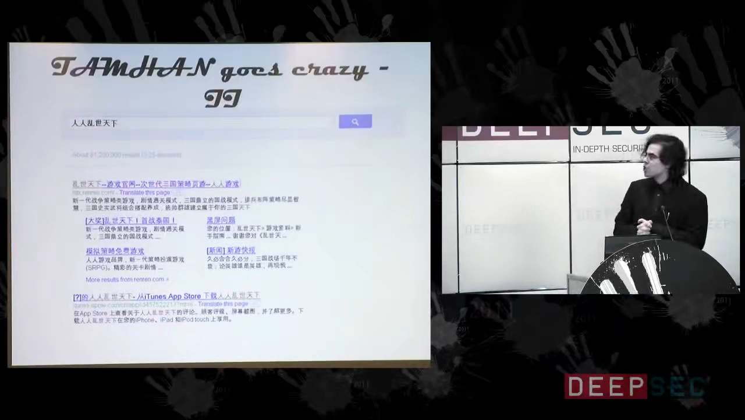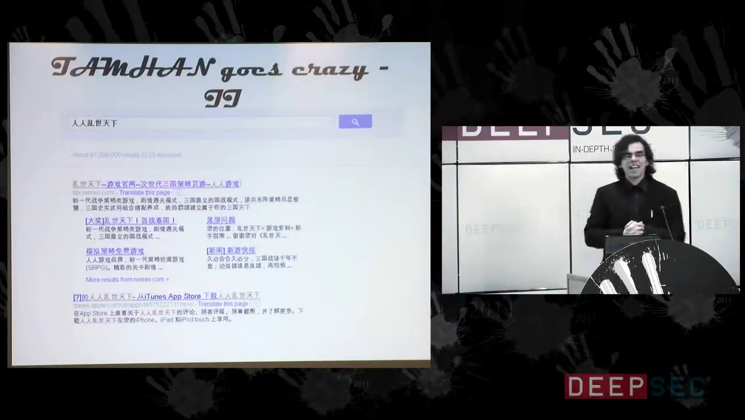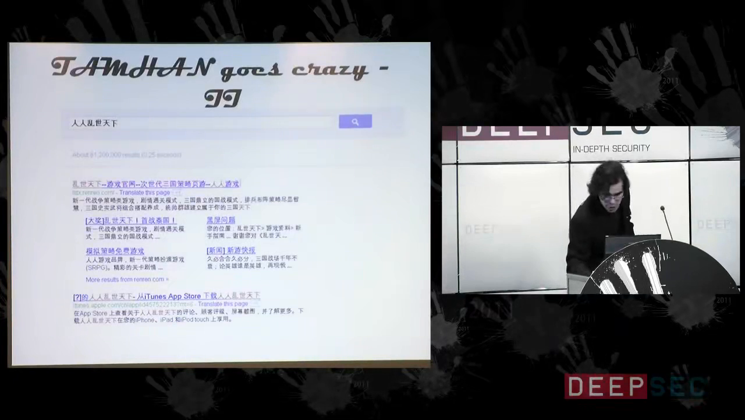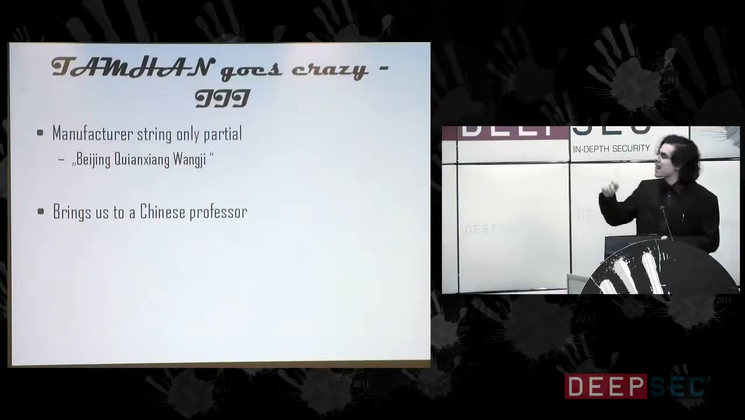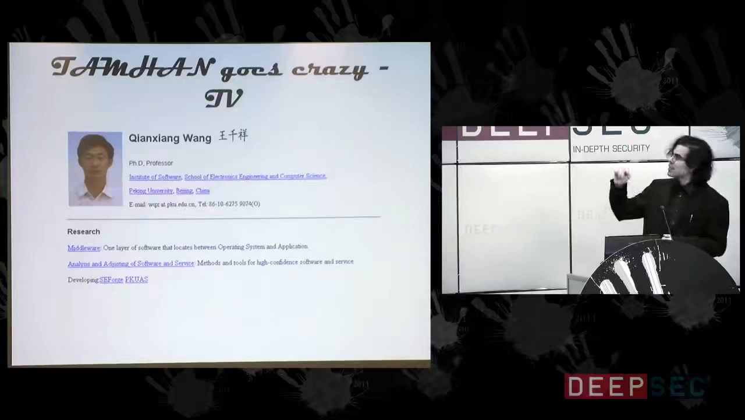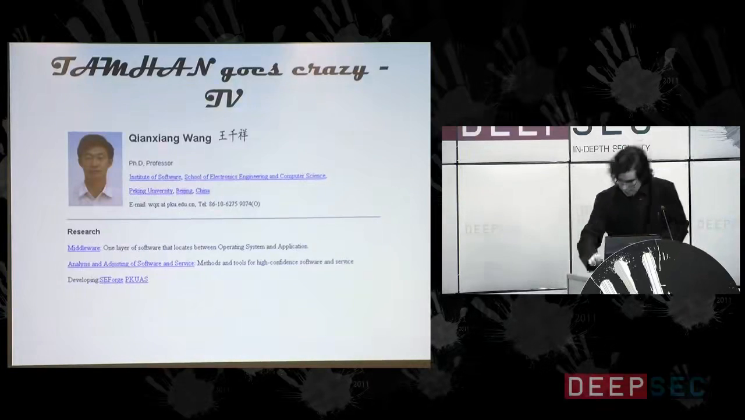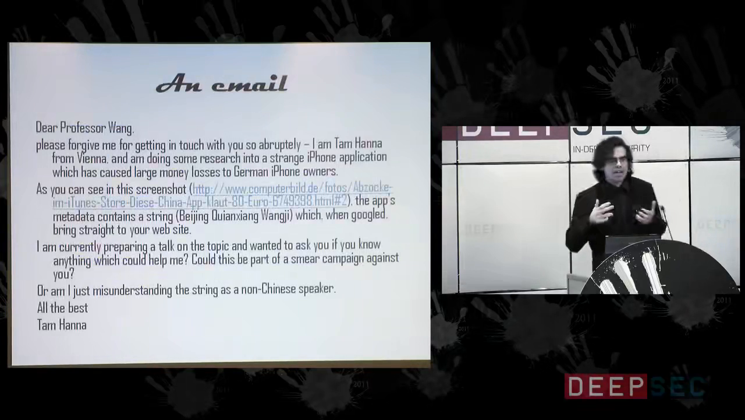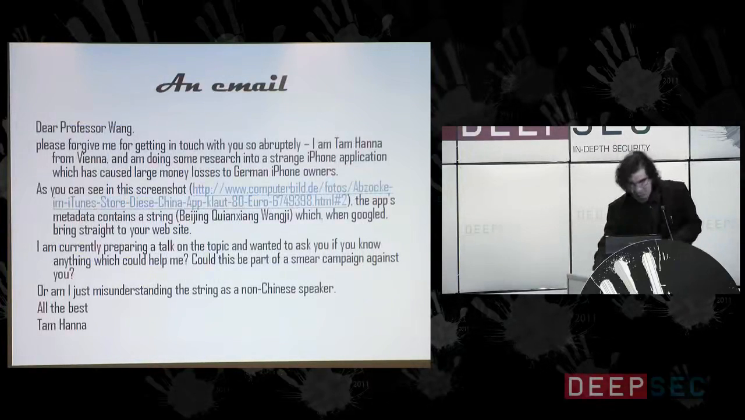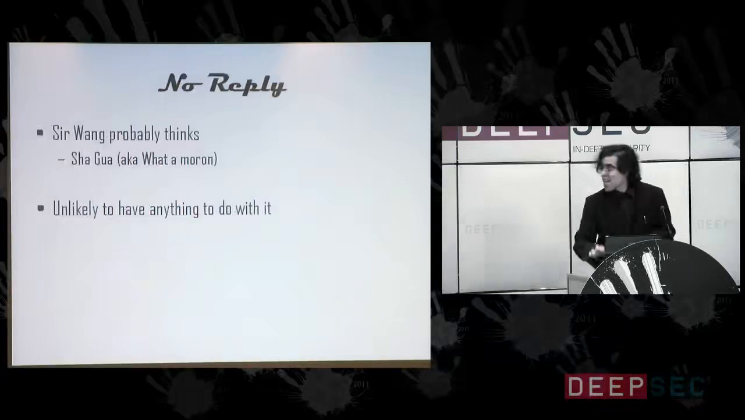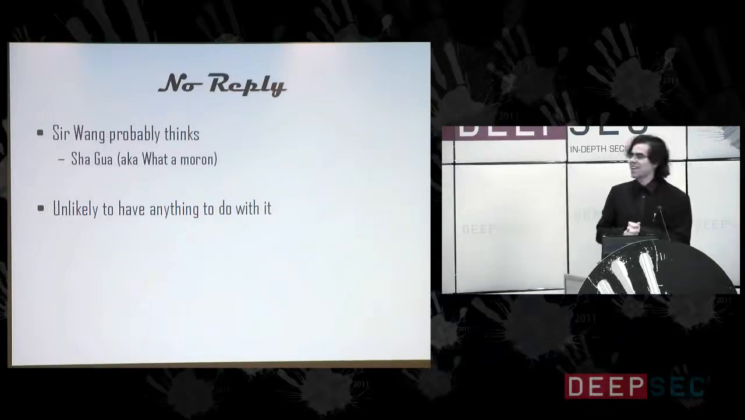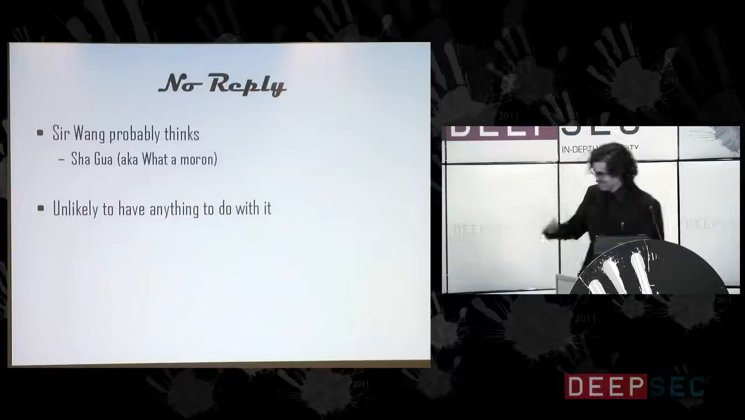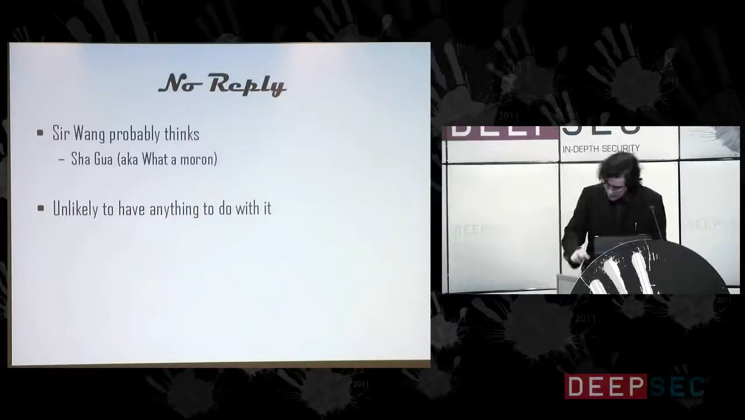And I Googled it, and I saw this. A company called Renren is peddling the application. And the manufacturer string was only given partially by the Spiegel, but it sounded like Beijing Guangxiang Wangji. And this, when I Google it, it brings me to this poor fellow. I sent him an email asking him, my dear friend, could you tell me more? And he thought, this guy is cha gua, which means as much as a fucking idiot. It's the only word I know in Chinese. So he has nothing to do with it, probably.